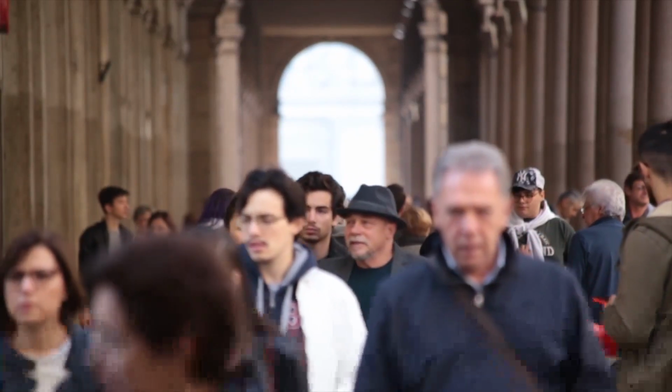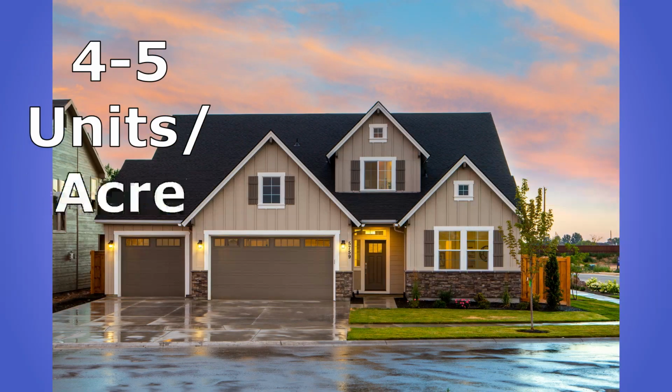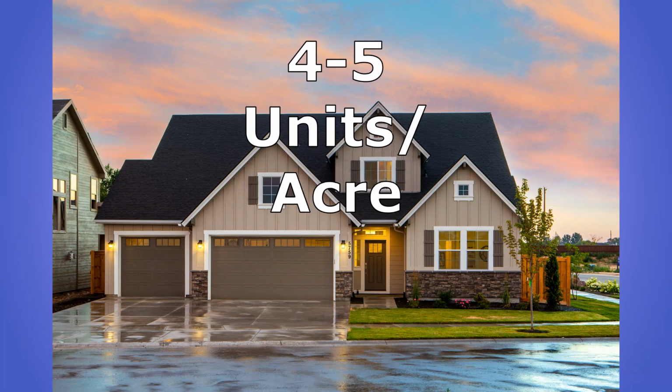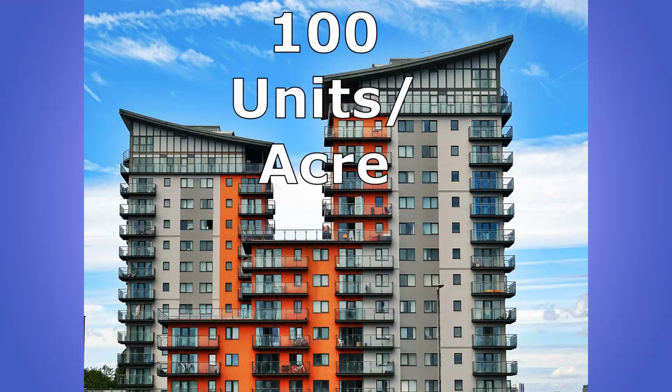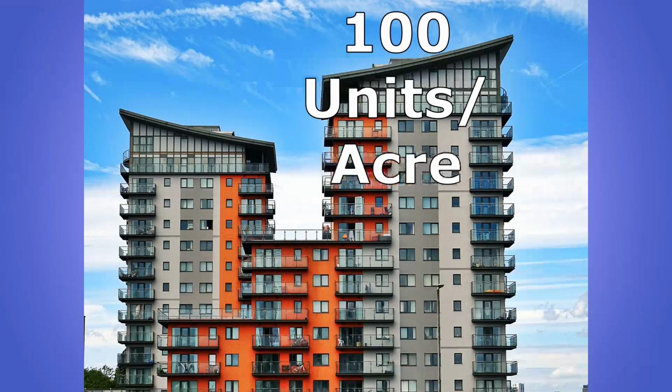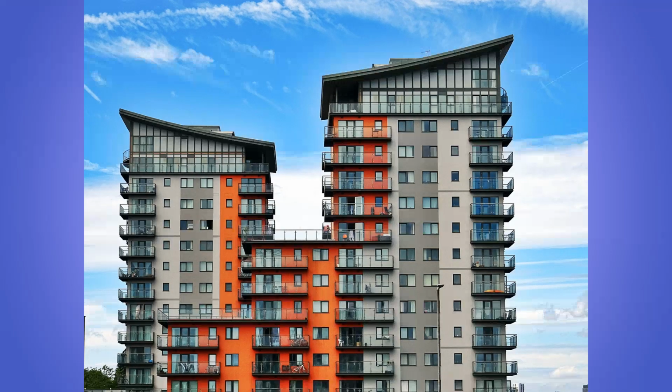Let's look at population densities. In areas where everyone lives in houses, the density is 4 to 5 units per acre. Large apartment buildings can reach 100 units per acre. So we know we could fit way more people in apartments than in houses.